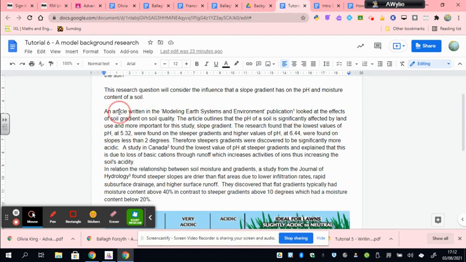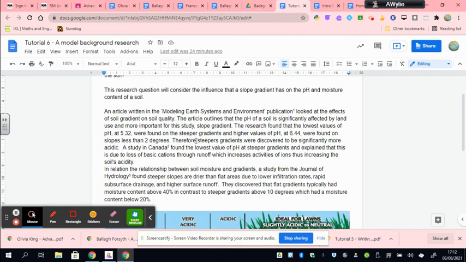So this article, Modeling Earth Systems and Environment, has actually found out what the pH of a steep gradient is, and that when the gradient at 5.32 are on steeper gradients, and high values of pH at 6.4 were found on slopes less than 2 degrees. So steep slopes have got that, and flat slopes that are less than 2 degrees have got that. Now, why is that important? Because if I'm going to now study slopes and how they influence pH, wouldn't it be interesting to see if my slope, wherever I had a slope that was less than 2 degrees, does it have a pH similar to that?